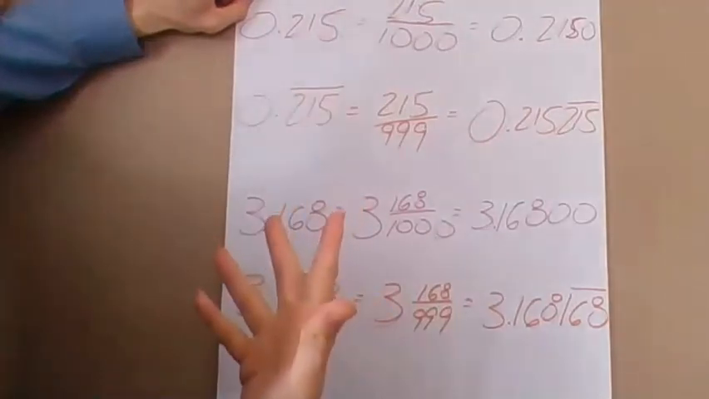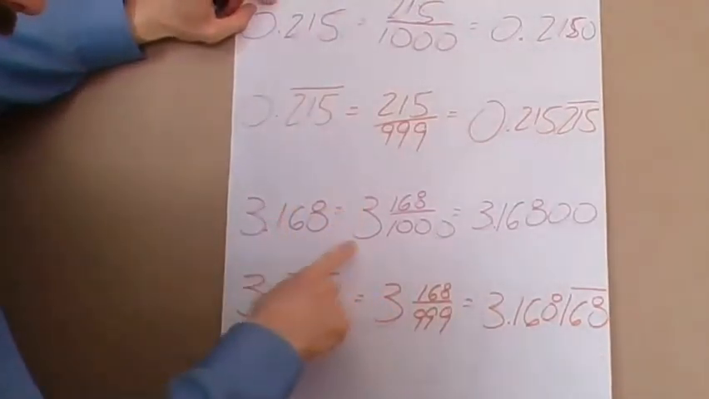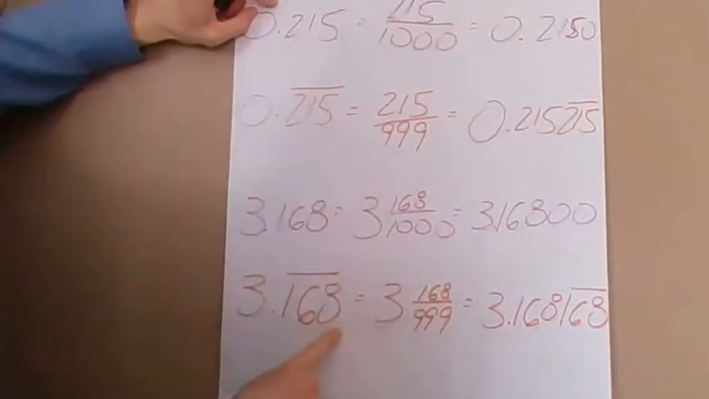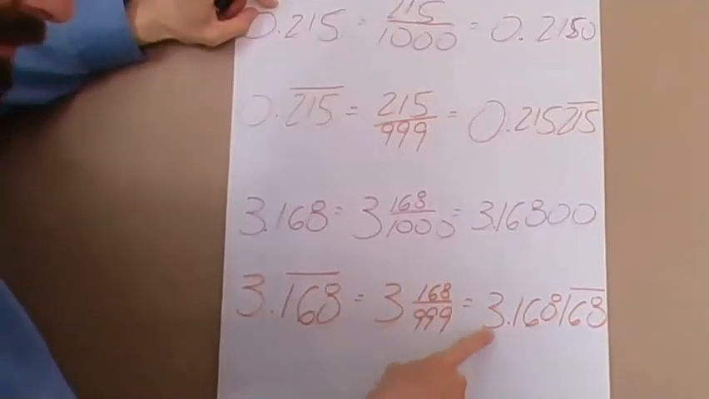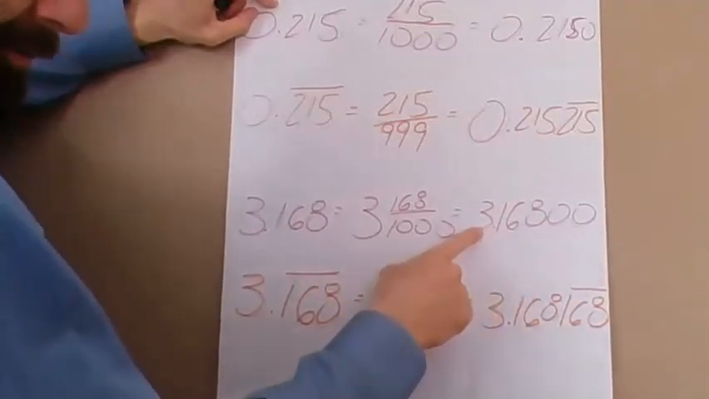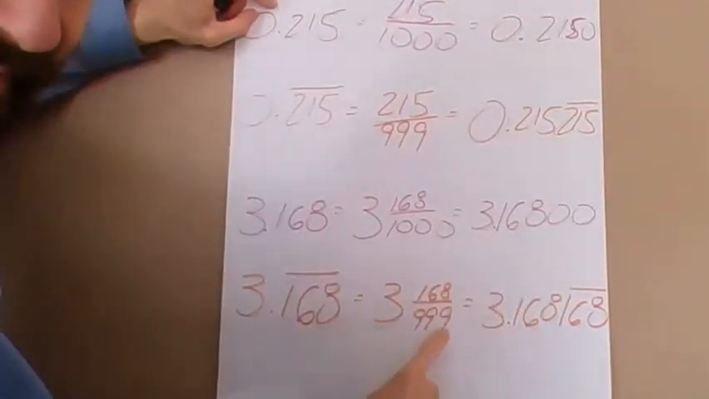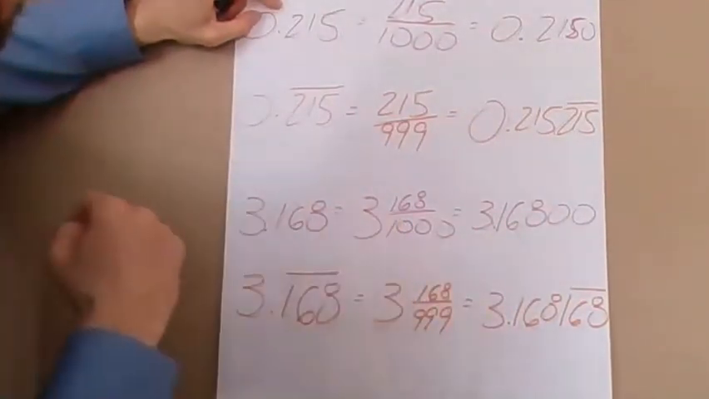But it works every time. 3.168 is 3 and 168 over 1,000. But if I want the 168 to repeat, it would be 3 and 168 over 999, meaning this is 3.168168 as opposed to 3.16800. This is a tiny, tiny bit bigger than this.